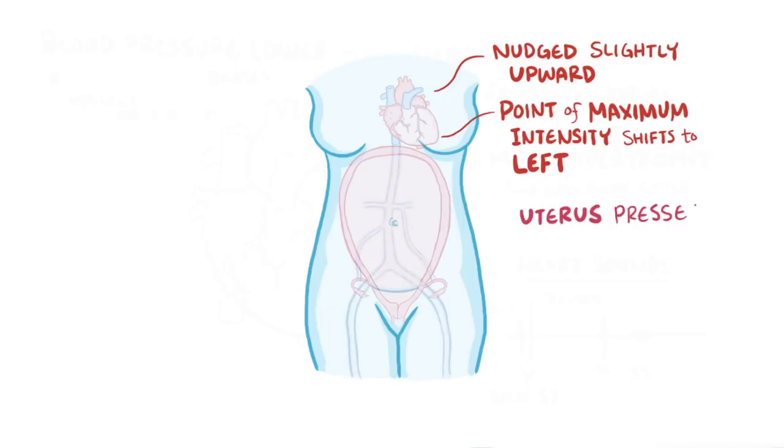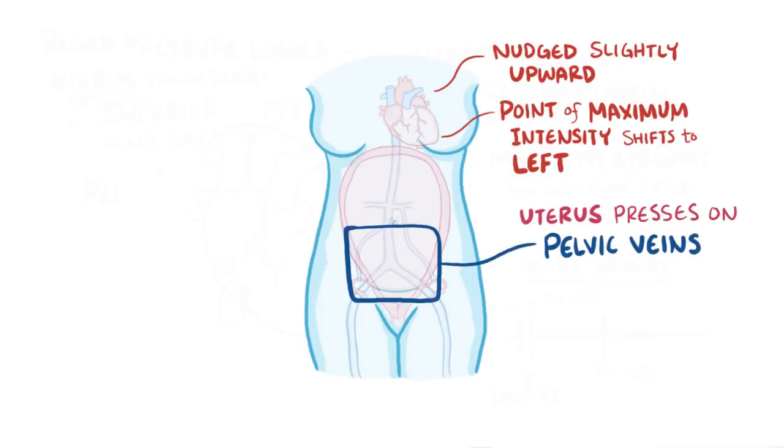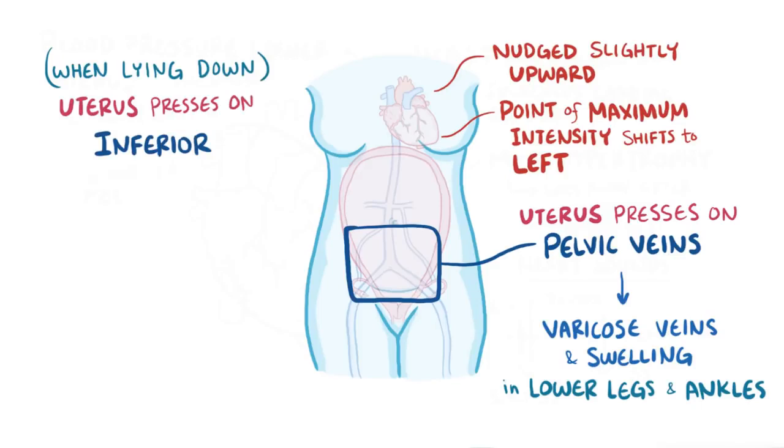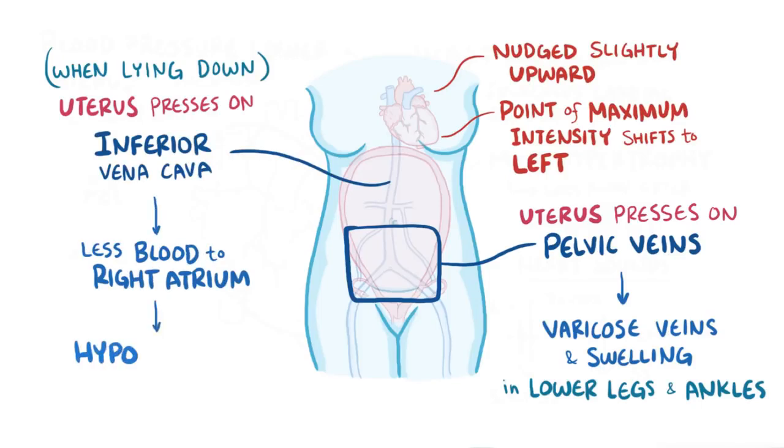The uterus also presses against the pelvic veins, causing blood to back up, which can lead to varicose veins as well as swelling in the lower legs and ankles. When lying down, the uterus presses on the inferior vena cava, which reduces blood flow back to the right atrium and causes hypotension. A side-lying position or placing a pillow under the hip can help to avoid this.